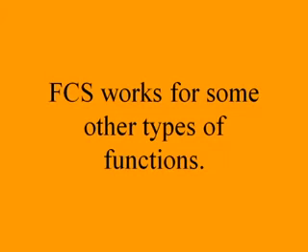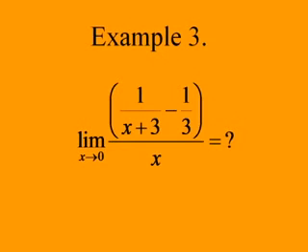The F.C.S. method works for functions other than rational functions. We illustrate this with two examples. Consider the limit as x approaches 0 of (1/(x+3) - 1/3) divided by x. Strictly speaking, this is a limit of a function which does not appear to be a rational function. The function is in the form of a compound fraction. In fact, this is the key to solving the limit.